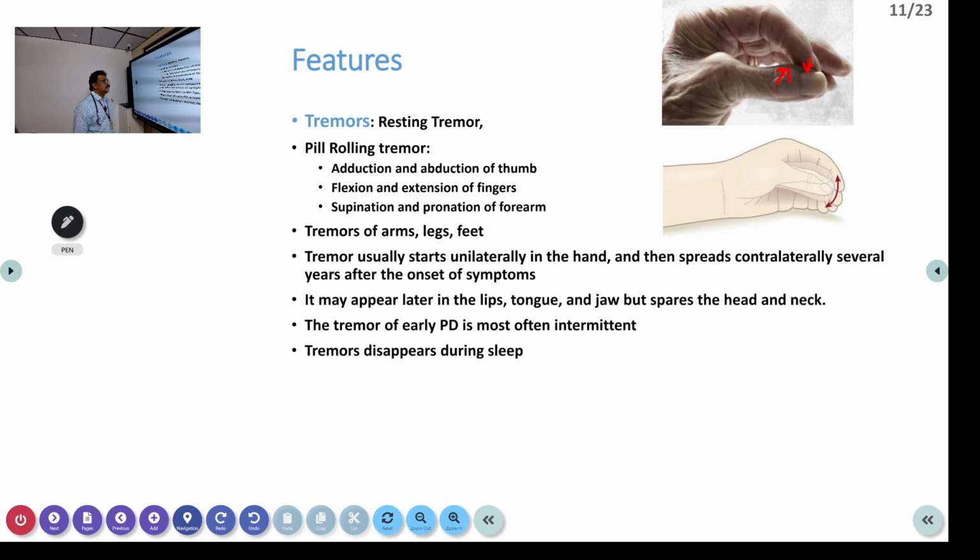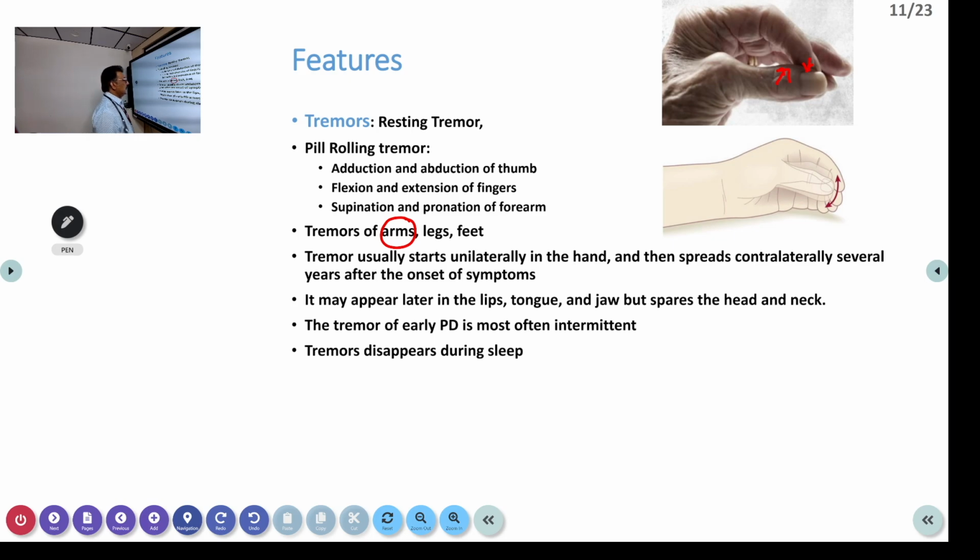So that is a classical tremor you see in Parkinson disease, but this may not be seen in secondary Parkinsonism or atherosclerotic Parkinsonism. Tremors are mainly seen in arms. It can also be seen in feet. Tremors are mostly unilateral in Parkinson disease, but bilateral in other types of Parkinsonism. It may appear in lips, tongue, jaw, but spares head and neck. So head nodding will not be there in Parkinsonism.